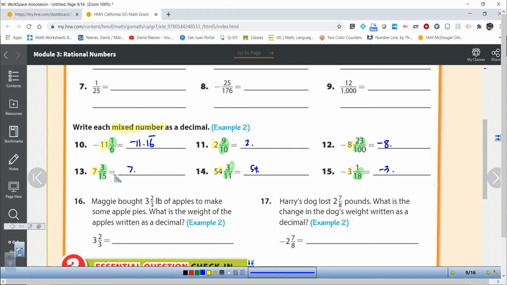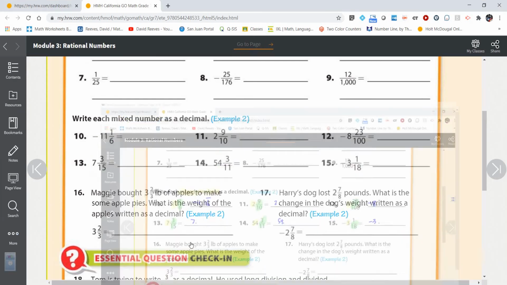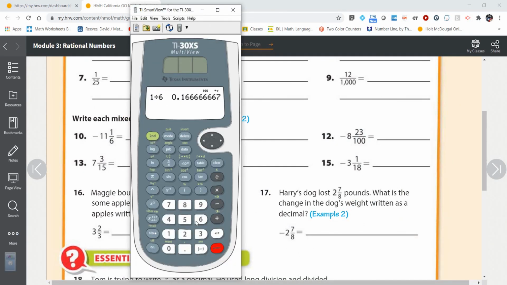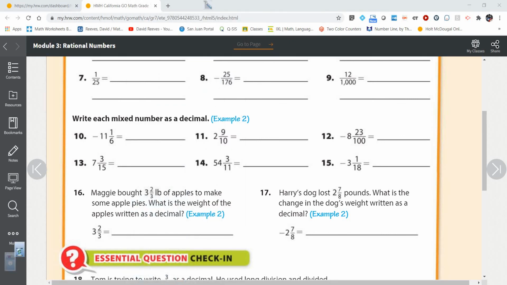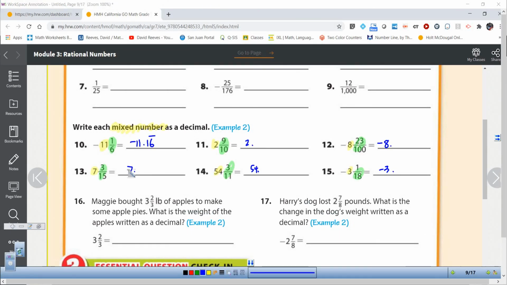All right, let's do one more. How about this one? 7 and 3/15. Let me go back to my calculator and do 3 divided by 15. And I get 0.2 because, of course, that simplifies, doesn't it? 3/15 simplifies to 1/5. All right, and I get the 0.2. Again, in my calculator, this part was 0.2 and this was 7, right? In my calculator, this part was 0.16 repeating, and that part was 11.